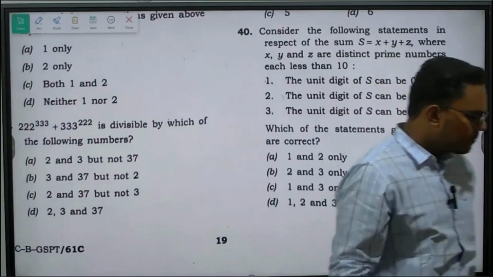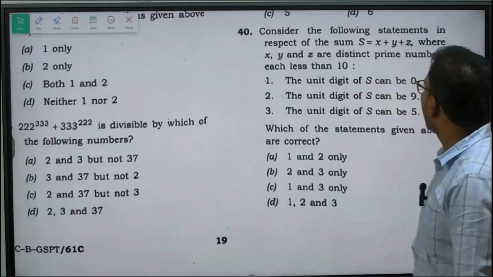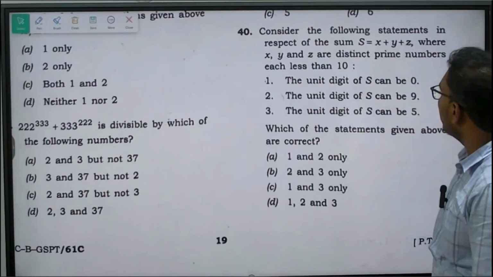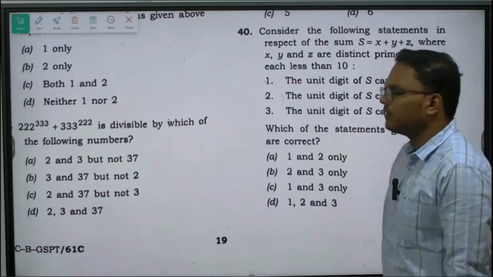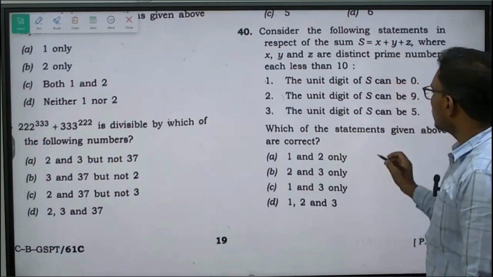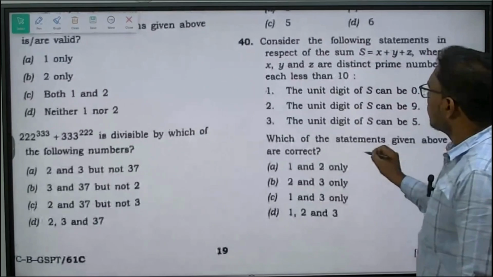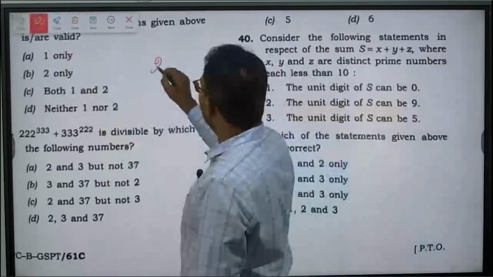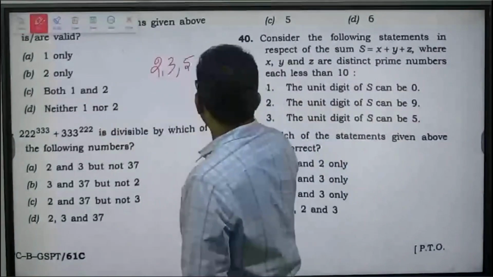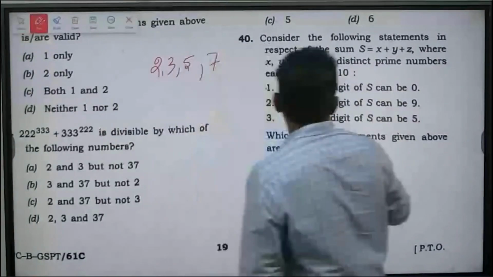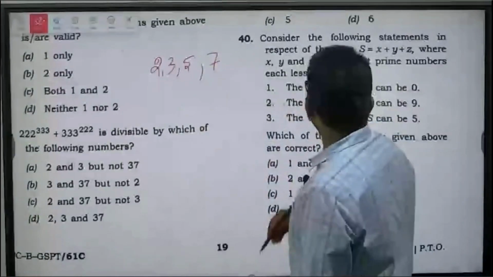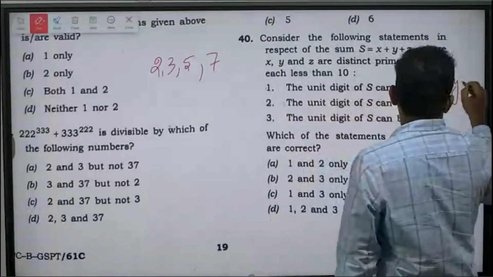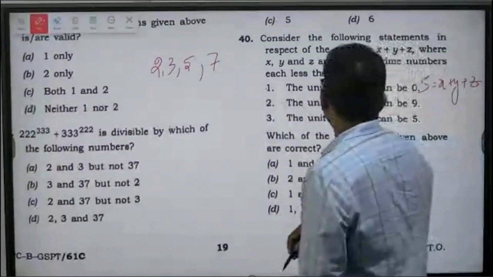Consider the following statements. In respect of the sum S equal to x plus y plus z, where x, y, z are distinct prime numbers, each less than 10. So what are the prime numbers you have? Let's use this space: 2, 3, 5, 7. It's given all are less than 10. Now you have to take S, which is x plus y plus z.